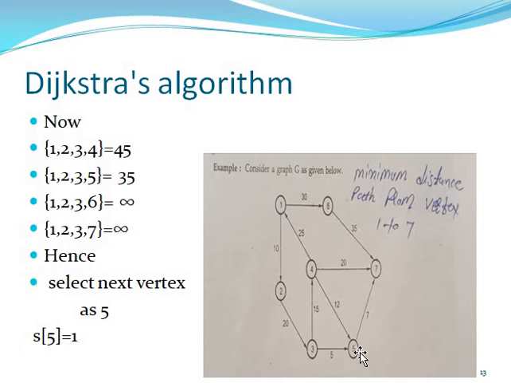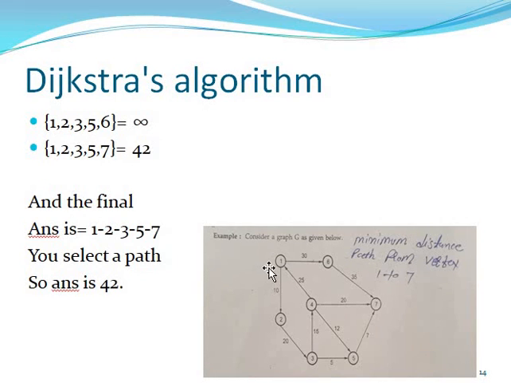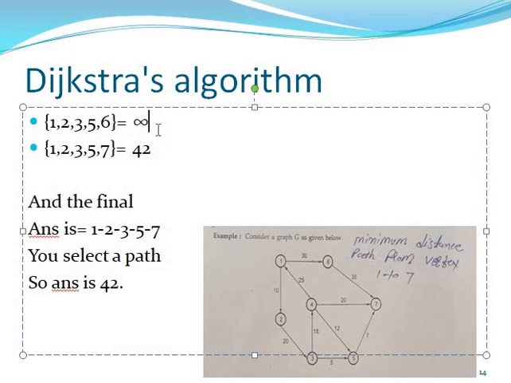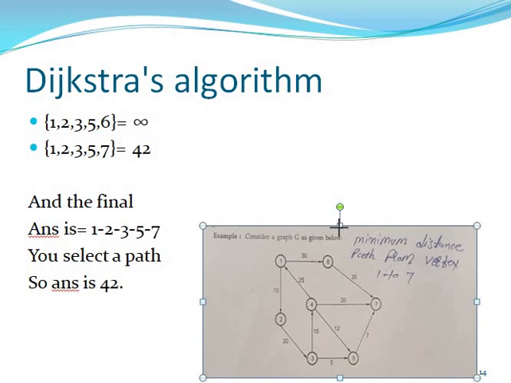So you can choose the node 5. So now the path you can follow is 1, 2, 3 and 5, and the weight is 35. Now next you can choose any point. So from 1, 2, 3 and 5 you can follow either 6 or 7. So you can go to 6, then you can put infinite because it's not connected. Then you can follow 1, 2, 3, 5 and 7. Then the weight is 42.